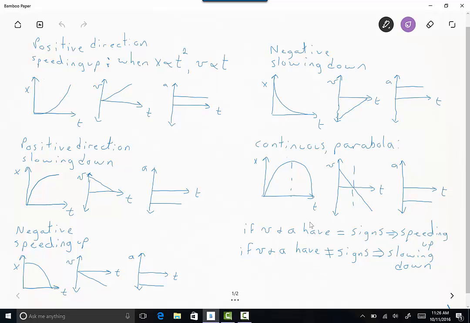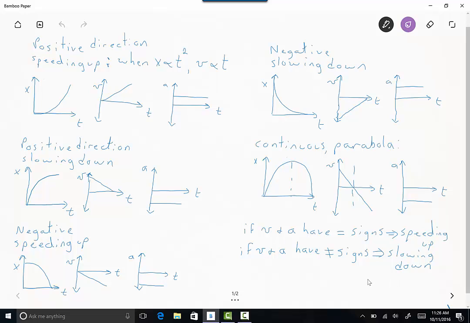So the key to these is to remember that if your velocity and your acceleration have equal signs, then the object is in fact speeding up. If your velocity and acceleration do not have equal signs, then the object is slowing down. What I mean by not having equal signs is here, you're moving in the positive direction, so your velocity is positive, but you're slowing down, so your acceleration is negative. So a positive and a negative are not equal, so you know the object is slowing down. Okay?